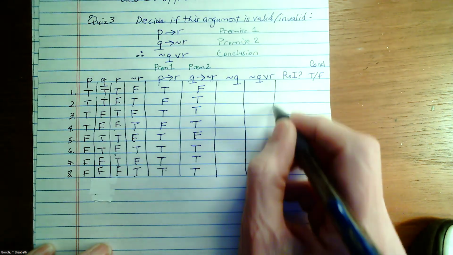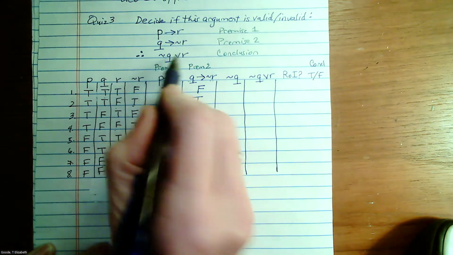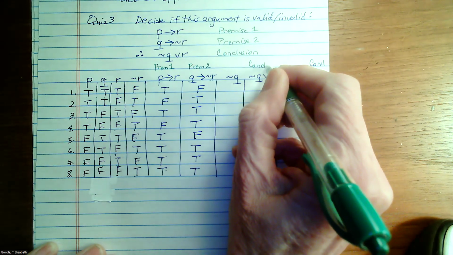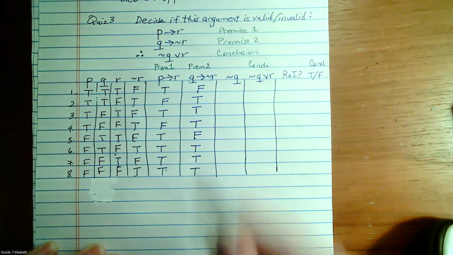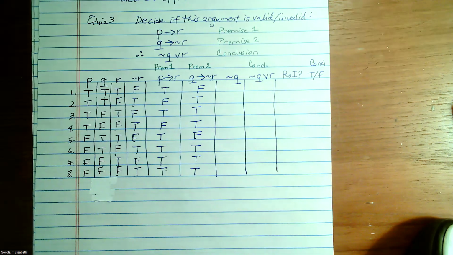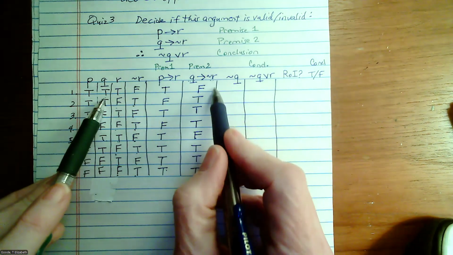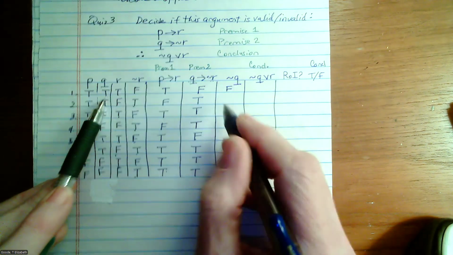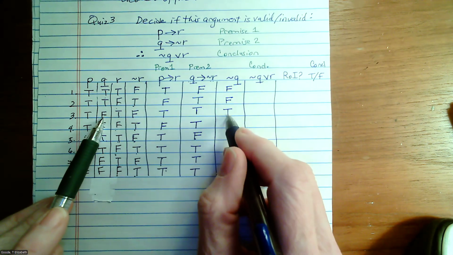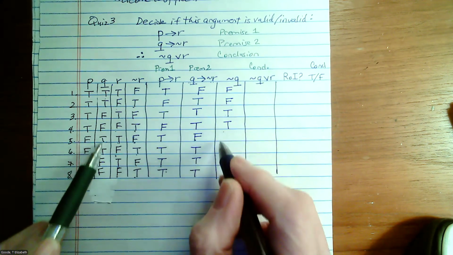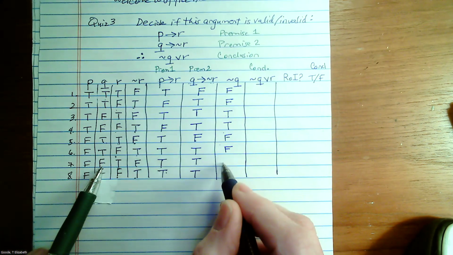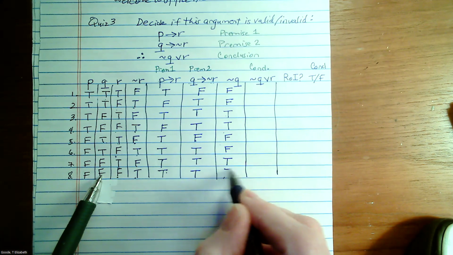Now we're going to build our conclusion column, which is not Q or R. But before we try to build it, it's going to be helpful to build the not Q column, right? Because not Q is one of the components. So what goes under not Q? False, true, false, true, exactly. False, true, true. Perfect.